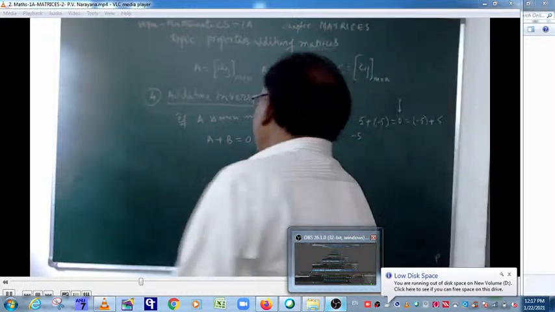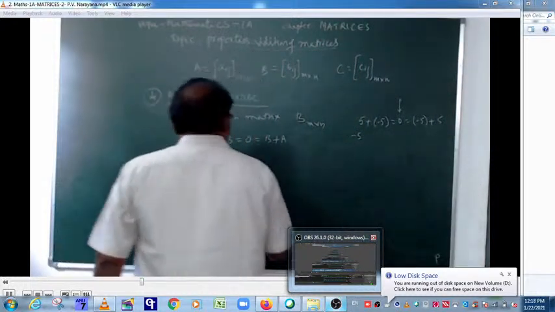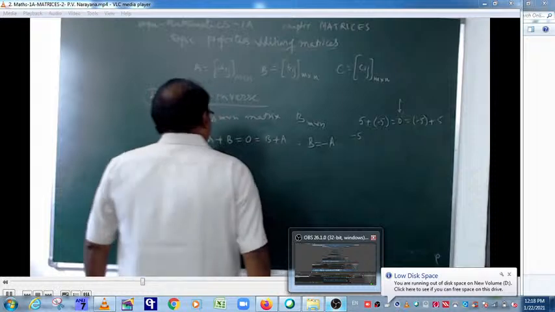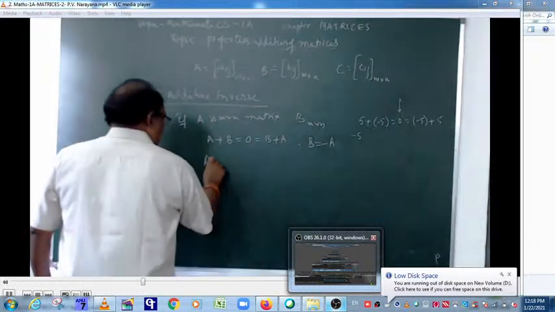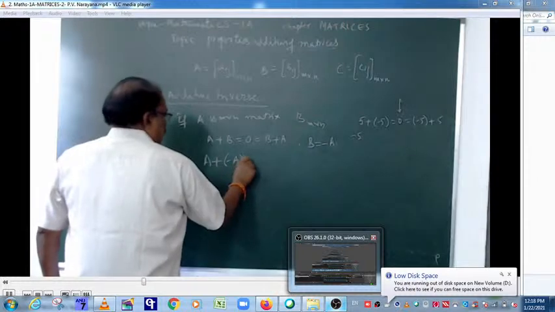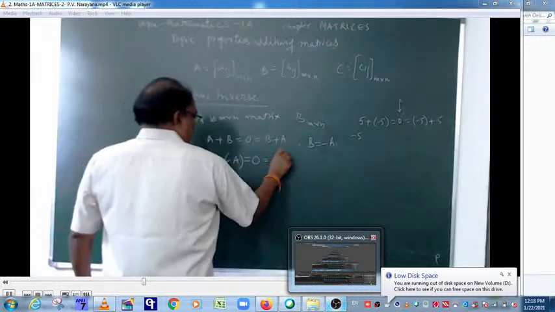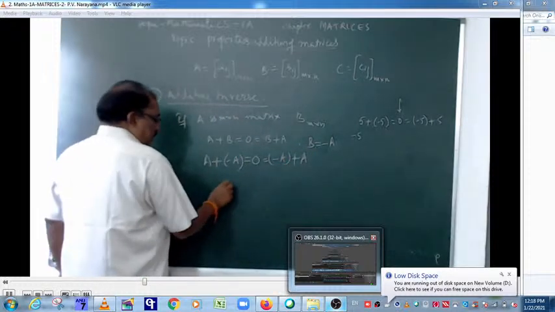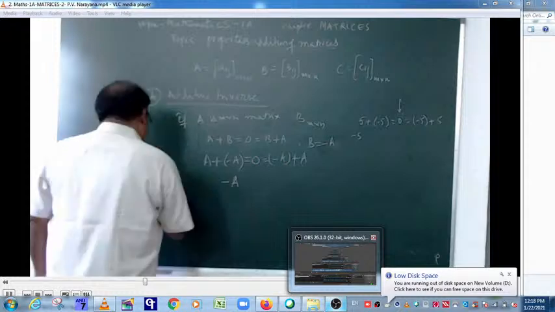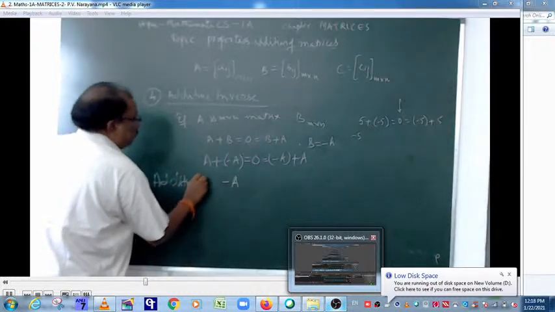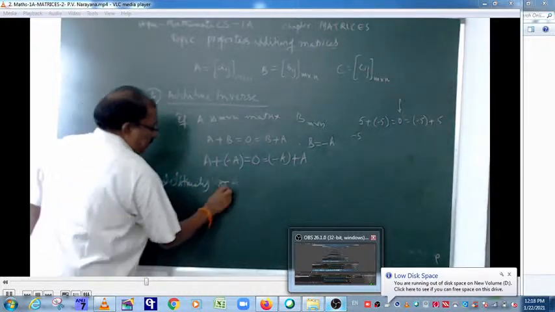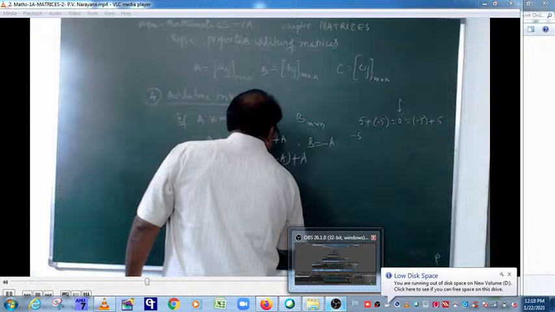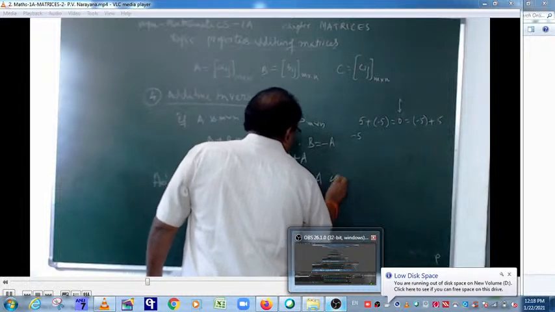of matrix A. Therefore, B is equal to minus A of the same class. So, A plus minus A is equal to 0, which is equal to minus A plus A. Therefore, the additive inverse of a matrix A is minus A.